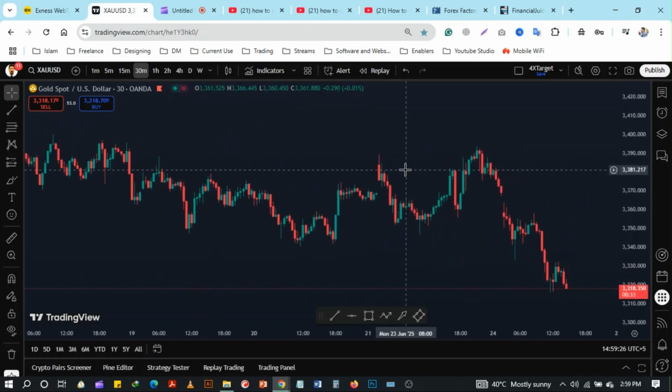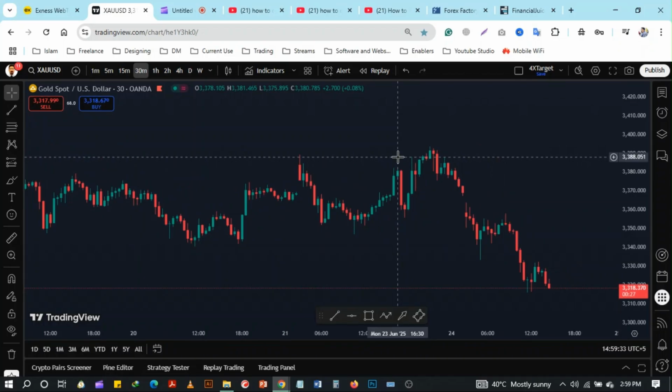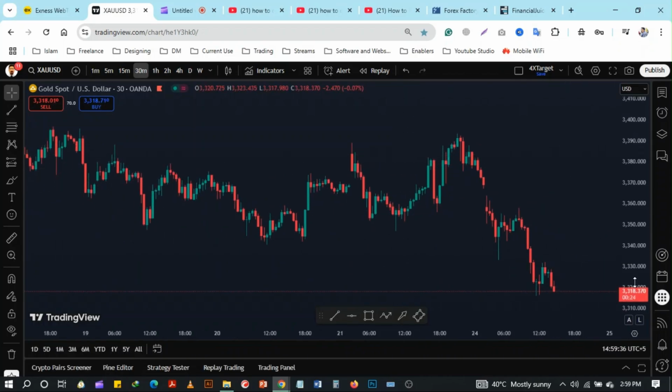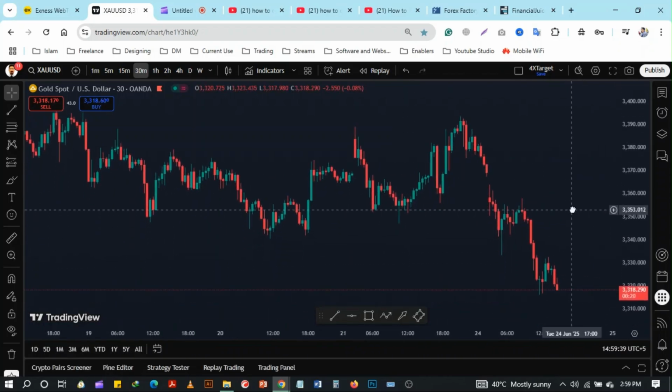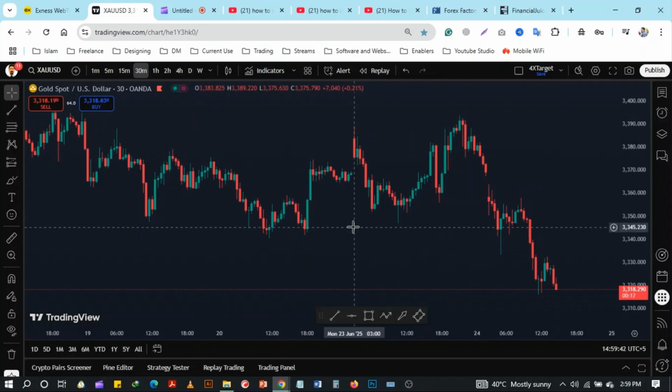Welcome smart traders, to today's market analysis on gold, US30, and GbpJpy. In this session, we'll identify key technical levels that can help guide our buy or sell decisions based on market structure and price behavior. Let's begin with gold.